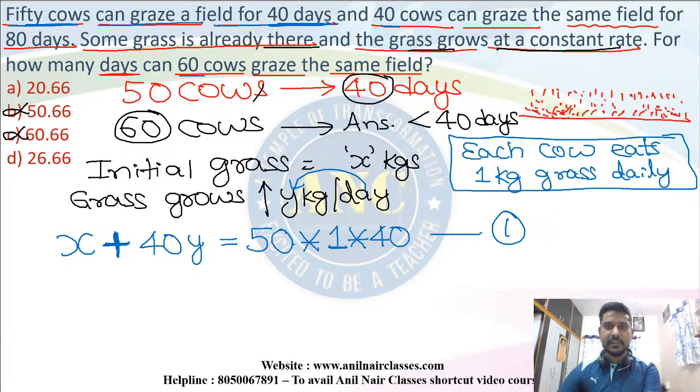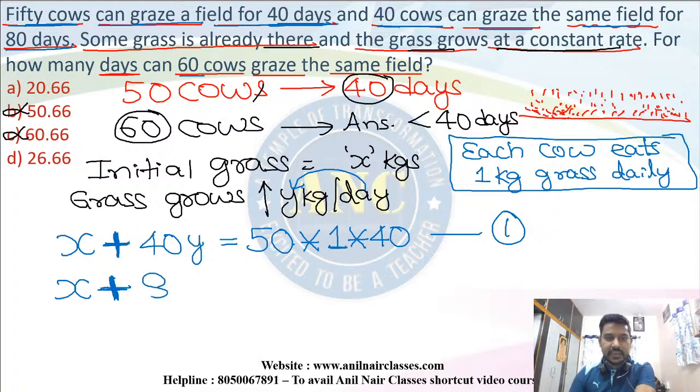Second equation, they are saying that 40 cows can graze the same field for 80 days. That means initially x kgs of grass is present, and for one day there is an increase of y kg. For 80 days there is an increase of 80 into y kg. And on the right hand side, 40 cows are grazing actually.